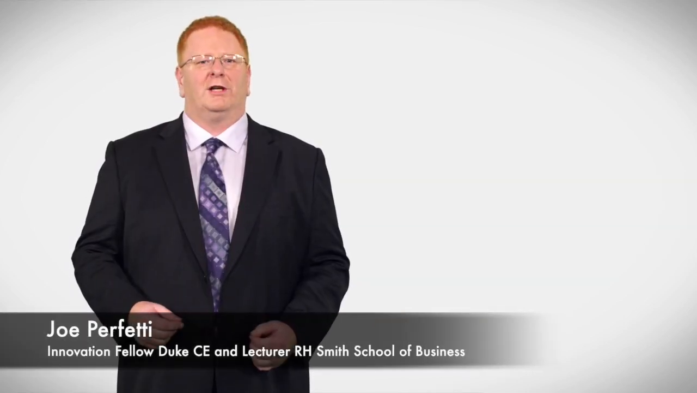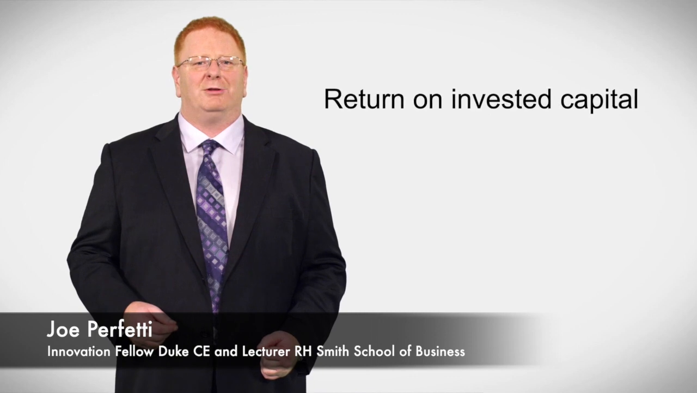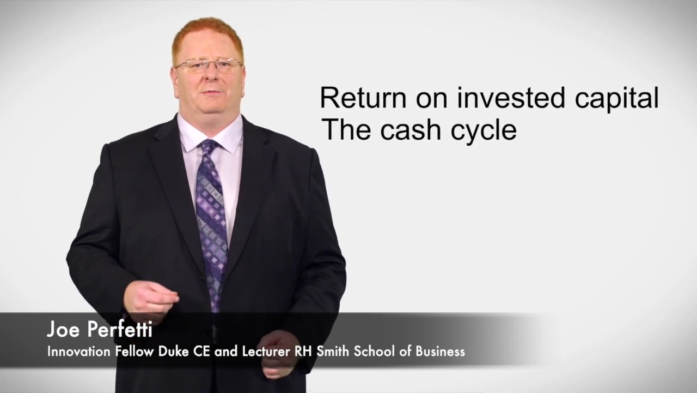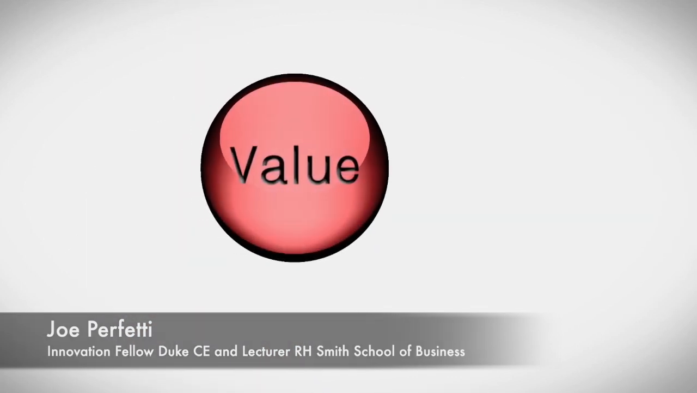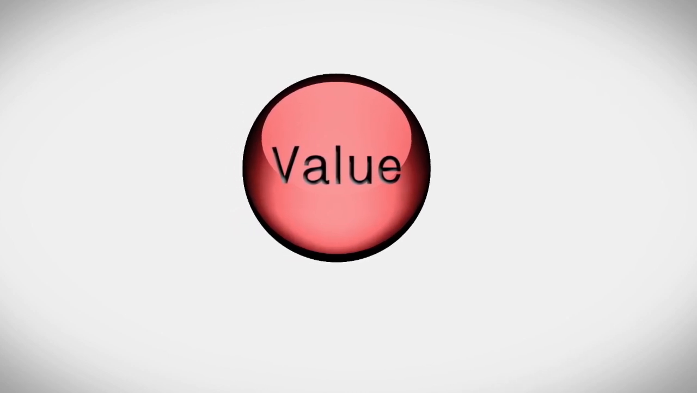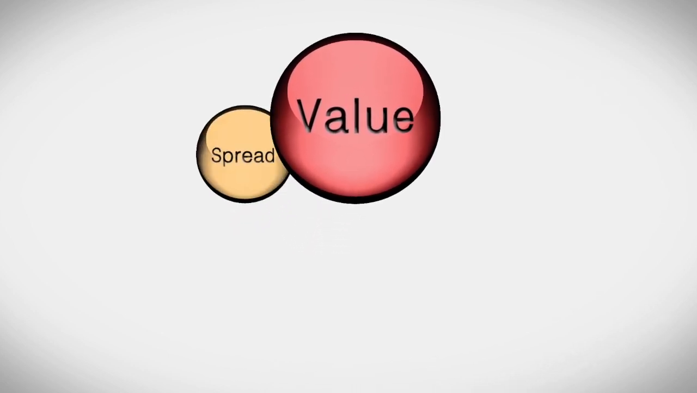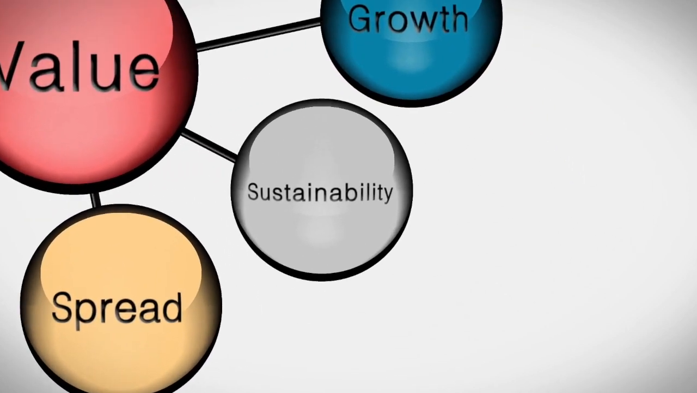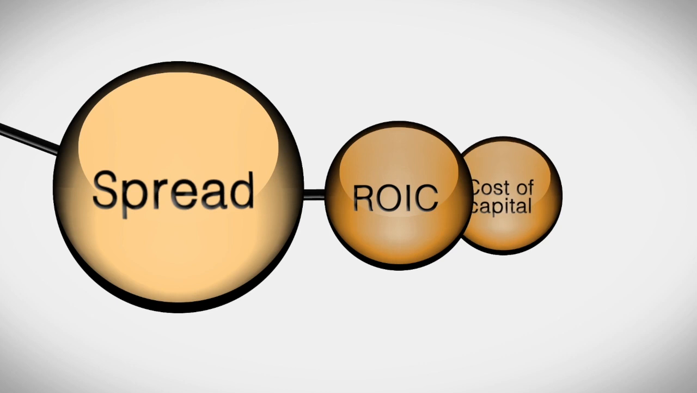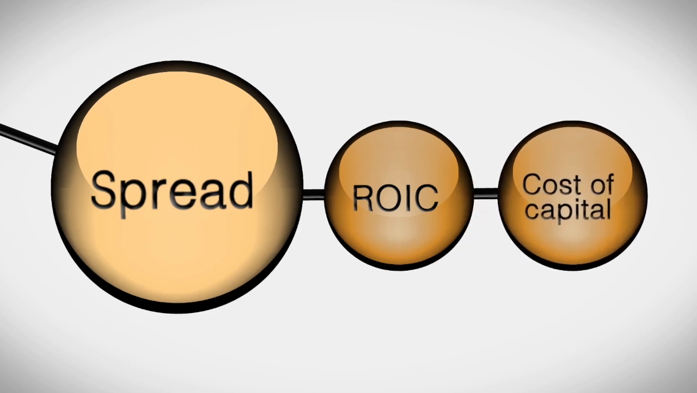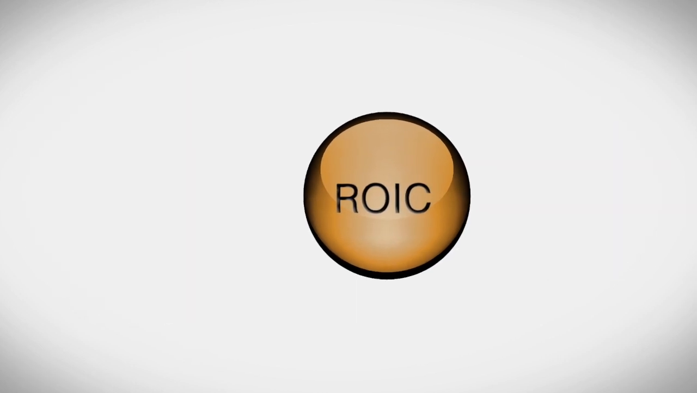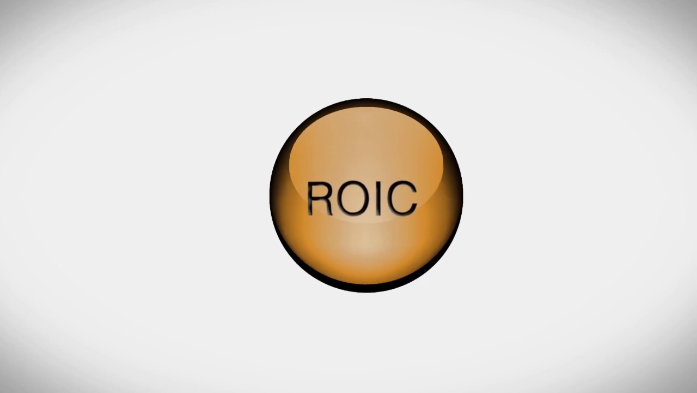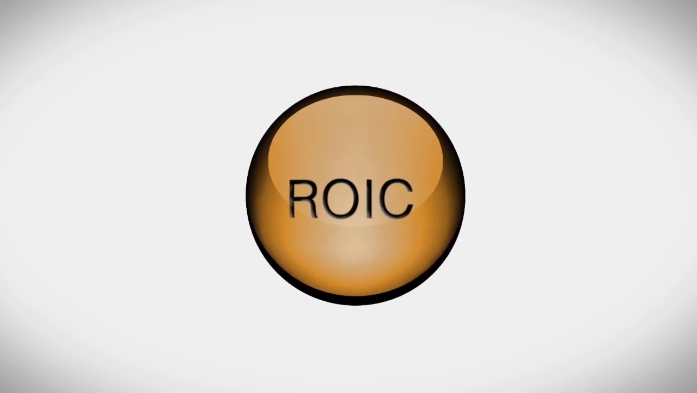In this module, we're going to focus on return on invested capital and the cash cycle. When we introduced the key value driver framework, we said that there were three things that drive value: spread, sustainability, and growth. When we talked about spread, we said spread was the difference between your return on invested capital and your cost of capital. What I want to focus on in a little more detail is the concept of return on invested capital. How do we impact this, and what are the drivers of ROIC?